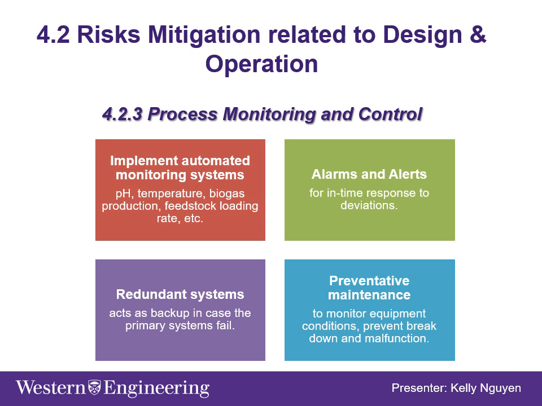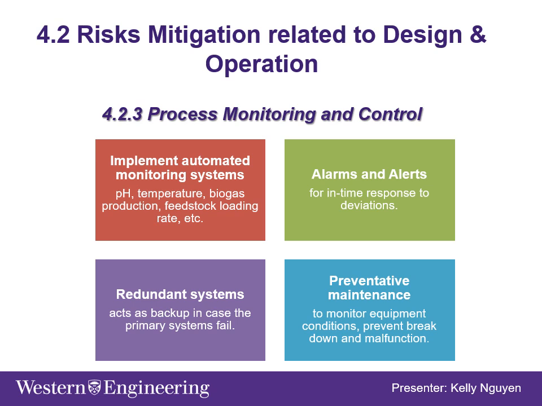From the perspective of process monitoring and control, installing automated monitoring systems is critical for tracking key process parameters such as pH, temperature, biogas production, and feedstock loading rates. This system provides real-time data, enabling operators to make timely decisions and promptly address any deviations.